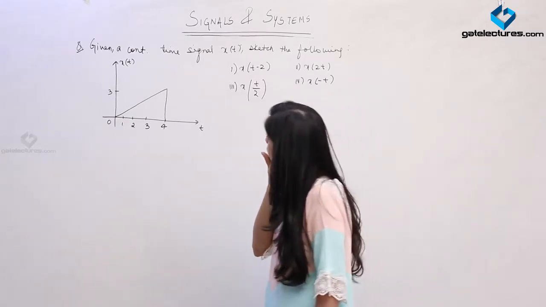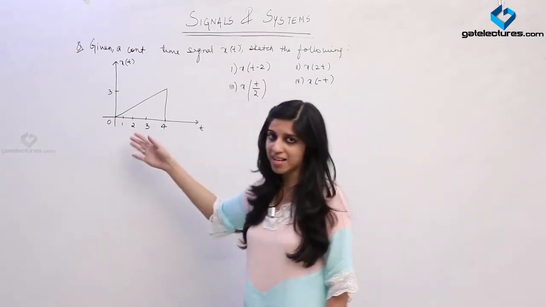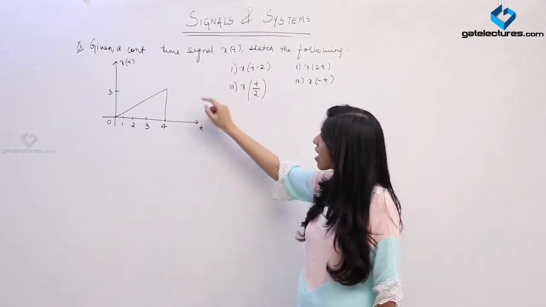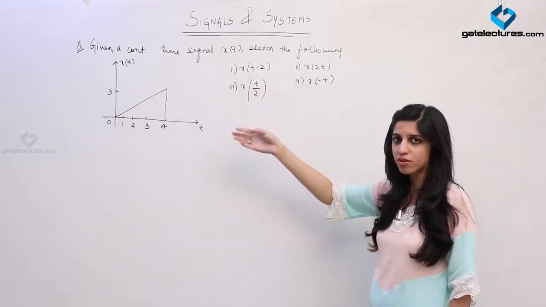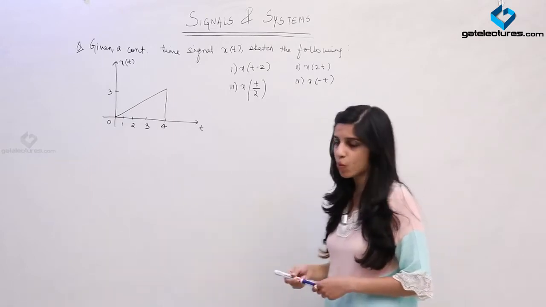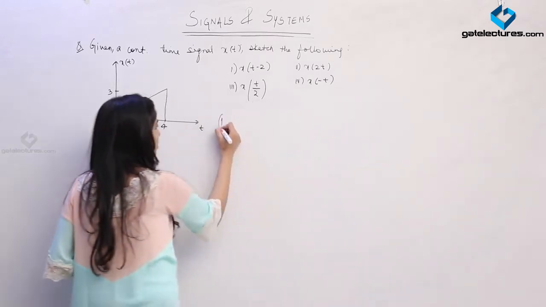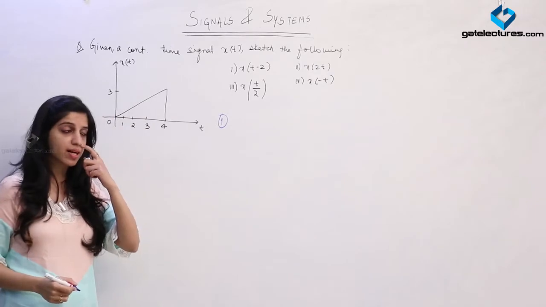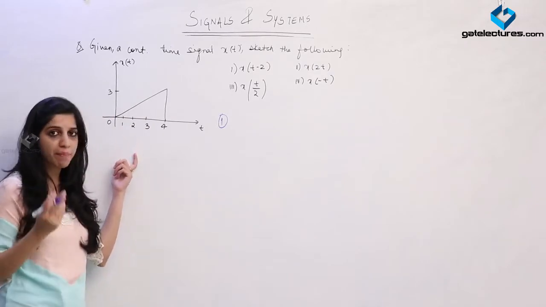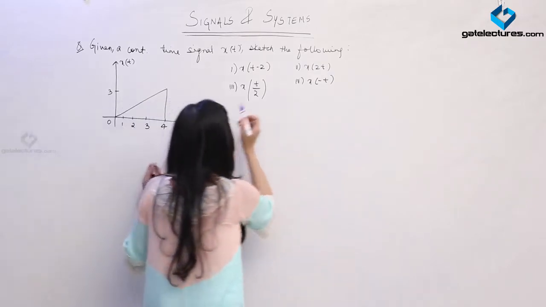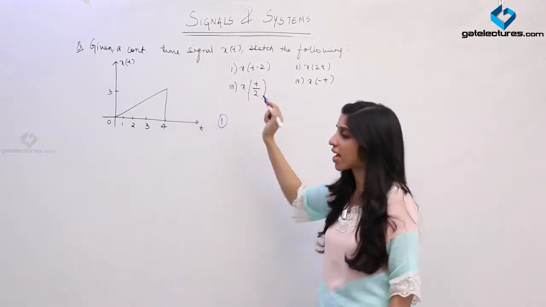So they've given us a continuous time signal x(t), which is represented as follows, and they're asking you to perform these operations on this signal. So we're going to look at them one by one. Look at the first option. x(t minus 2) is a time shifting operation. What happens is this signal is going to be shifted towards the right by 2 units.